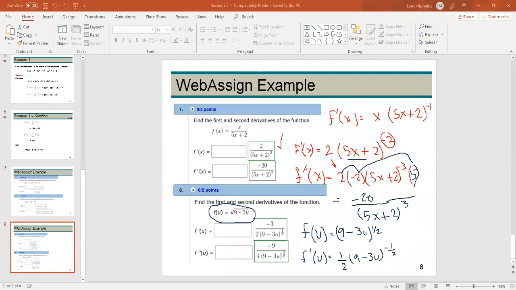But I still have to multiply by the derivative of what's inside. So when I take the derivative of that negative 3u, that's going to be a negative 3. And of course, this parenthesis with the negative 1/2, I could move down to the denominator. That would flip the negative 1/2 exponent to be positive 1/2. See, I would end up with this result here. Then take the second derivative to get the answer you see on the slide. I'll let you work that out.